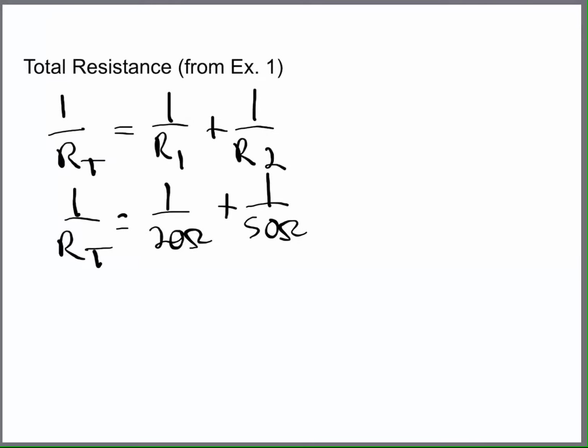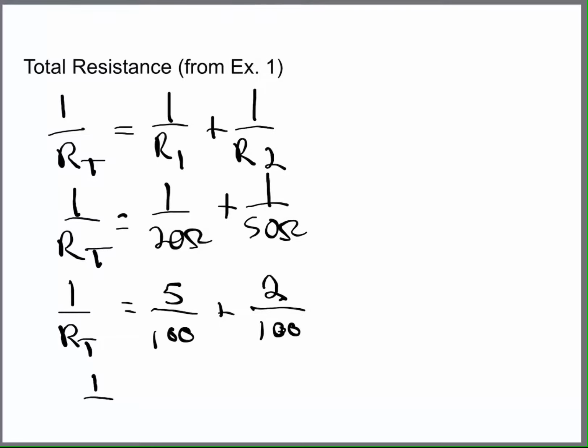So, that 1 over RT, our common denominator is going to be 100. So that would make this 5 over 100, and that would make this 2 over 100. So 1 over R total is equal to 7 over 100.